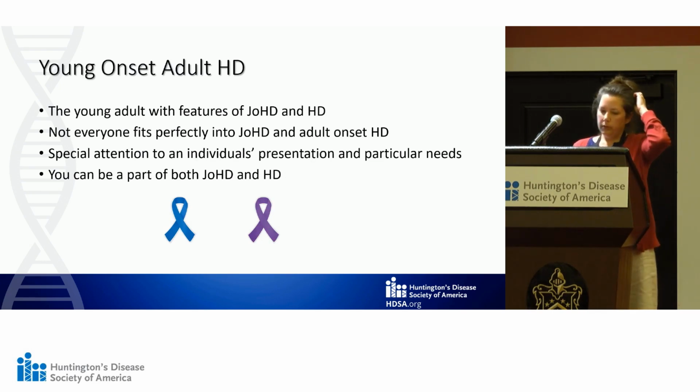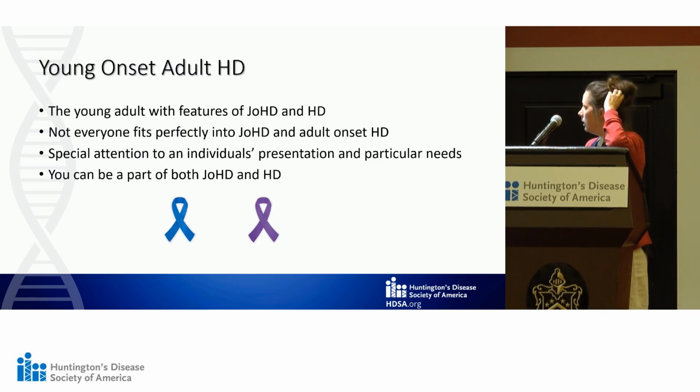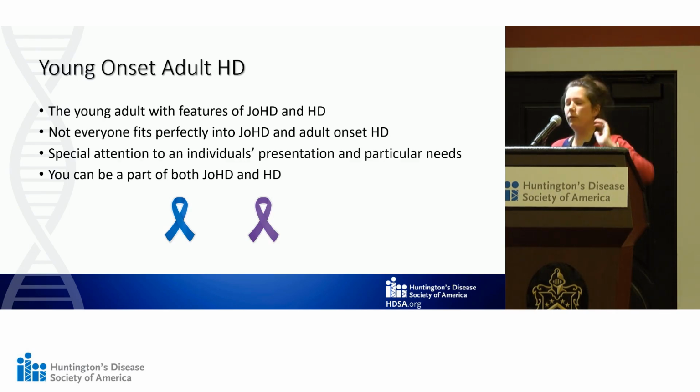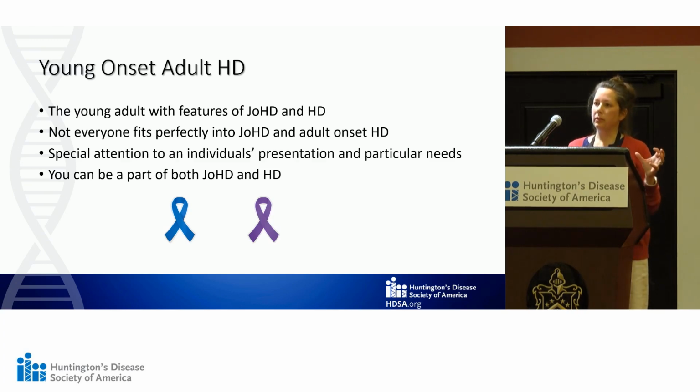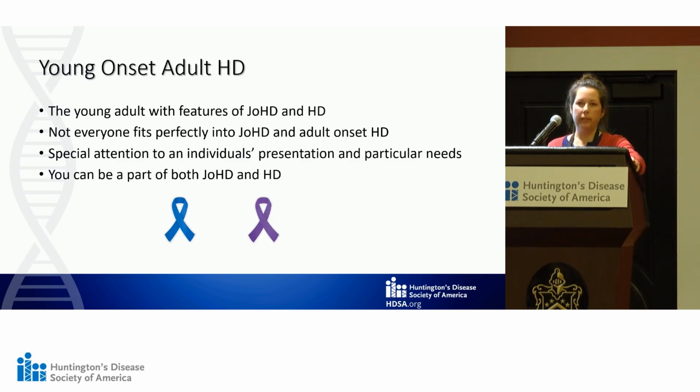So there's this term young onset adult Huntington's disease, and this is a young adult who appears to have features of both JOHD and adult onset HD. And nobody fits perfectly into one box ever, let alone perfectly in these boxes per se. So you want to pay special attention to the individual's journey, experience, and their needs, and you can be part of both worlds, okay?